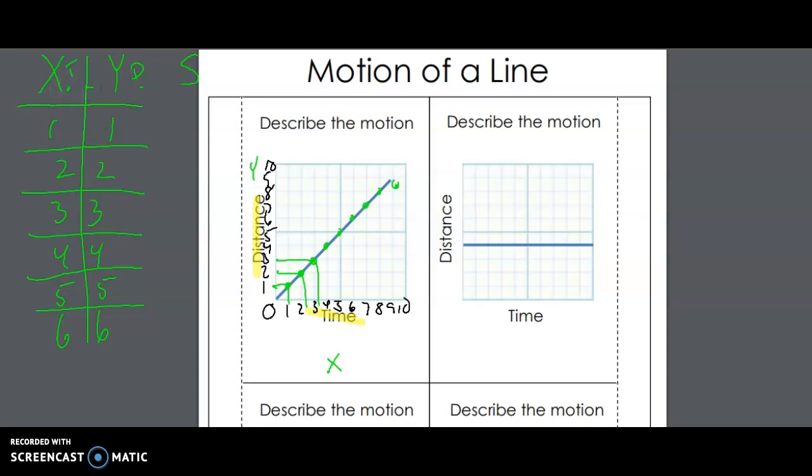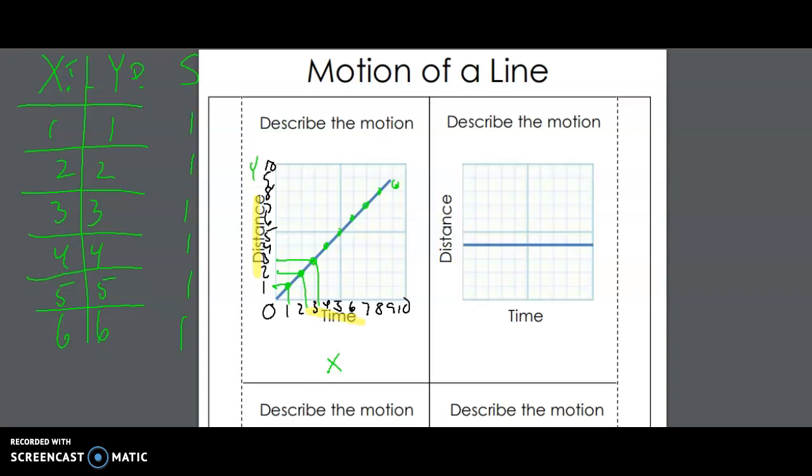1 divided by 1 is? 2 divided by 2 is? 1. Everybody says 2 today. I don't understand why. 2 divided by 2 is? 1. 3 divided by 3? 4 divided by 4? 5 divided by 5? And 6 divided by 6. And I could go all the way to 10 divided by 10 and still get 1.